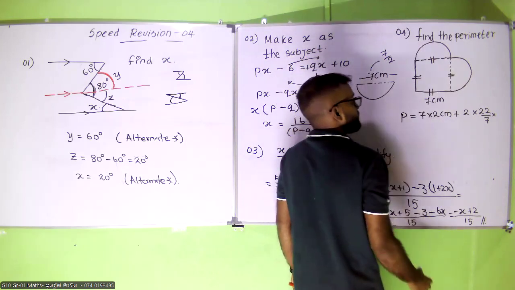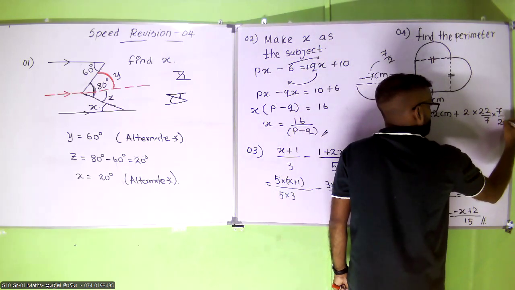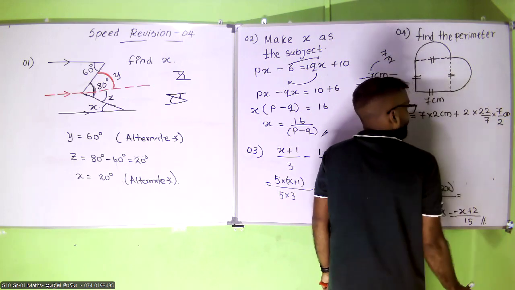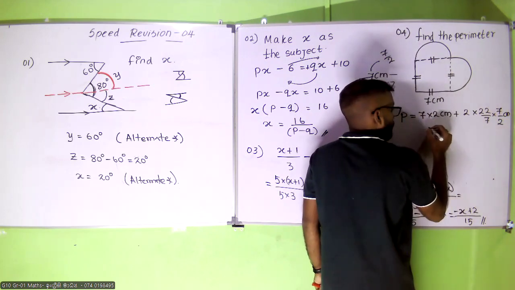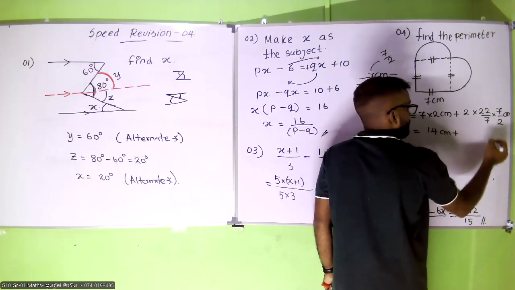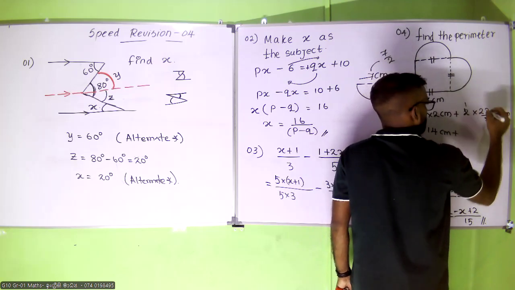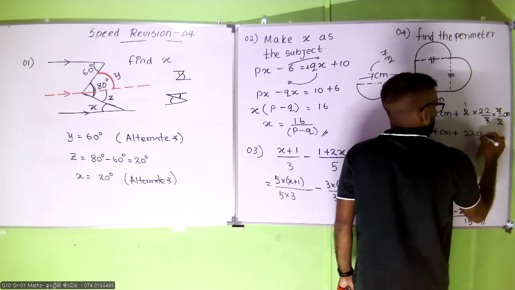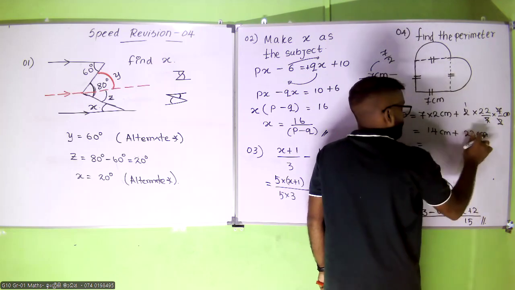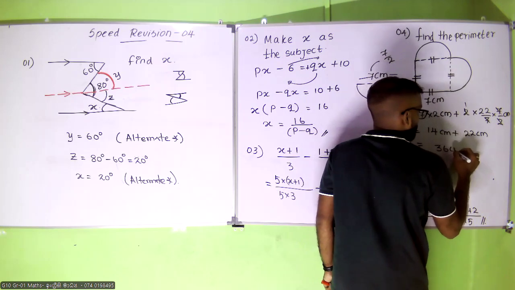Same thing here, right? So instead of r, I am going to substitute 7 divided by 2 centimeters. Right? 7 times 2, 14 centimeters plus simplify. 2 times 1, 2 times 1, 7 times 1, 7 times 1. So 22 centimeters. 14 plus 22 will give you 36 centimeters.